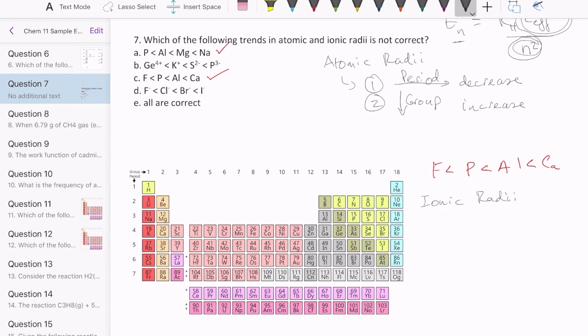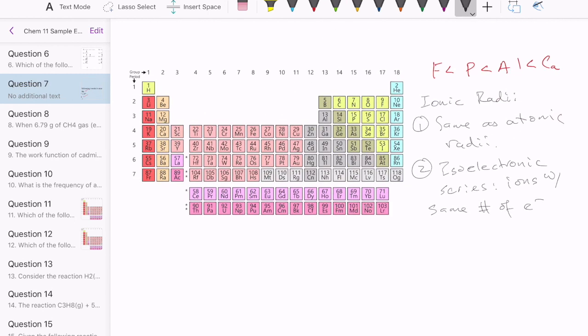Ionic radii, there's basically two options. You have the same trend as the atomic radii, generally speaking, right? So same as atomic radii. However, if you have something called the isoelectronic series, which is just ions with the same number of electrons, then the only thing you need to do there is look at the number of protons. The one with the most protons, i.e. the one with the largest atomic number, would then be the smallest.